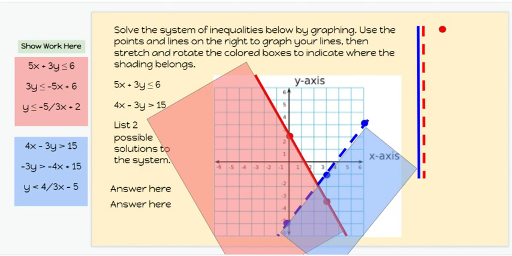Where do I find my solutions, though? If it were just a system of equations, I would have lines, and my solutions would be the intersection of the two lines. That's not the case with inequalities. You find your solutions in the double shaded area. So this purple area right here is where I find my solutions. They are allowed to be on solid lines, but not dashed lines.